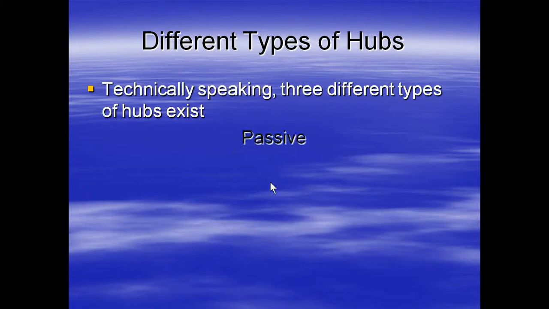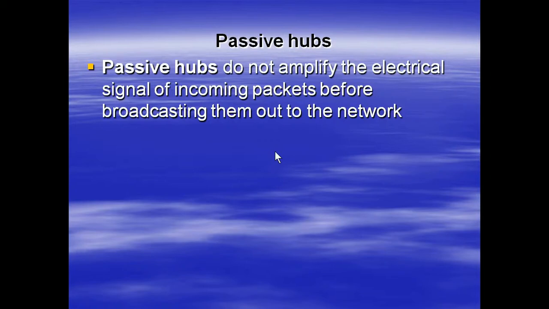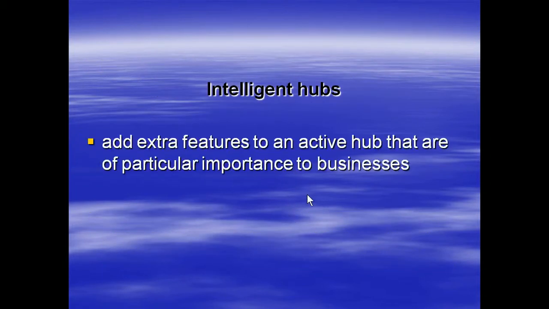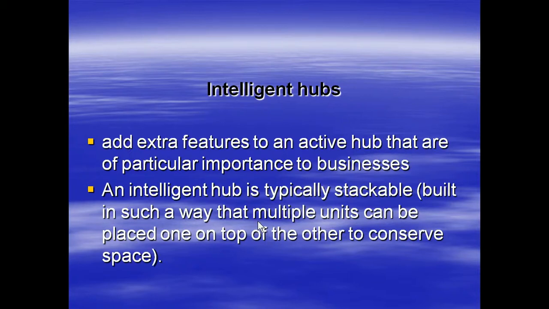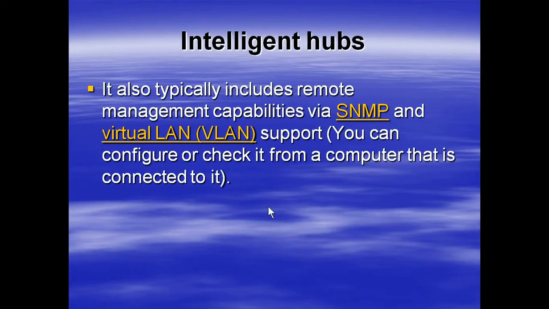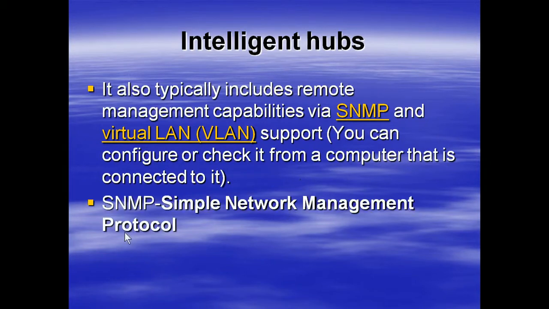What are the different types of hubs? They may be passive, they may be active, they may be intelligent. Passive, no work, just take the packet, send it. Active hub, get the data, amplify it, and then send it back to the network. Intelligent, okay, adds extra features to an active hub that are of particular importance to the business. An intelligent hub is typically stackable. That means one can be placed on another to conserve space. So it also typically includes remote management capabilities via SNMP, simple network management protocol, and virtual LAN, VLAN.